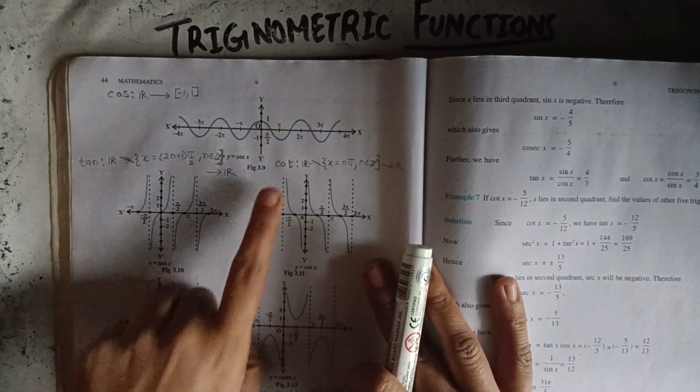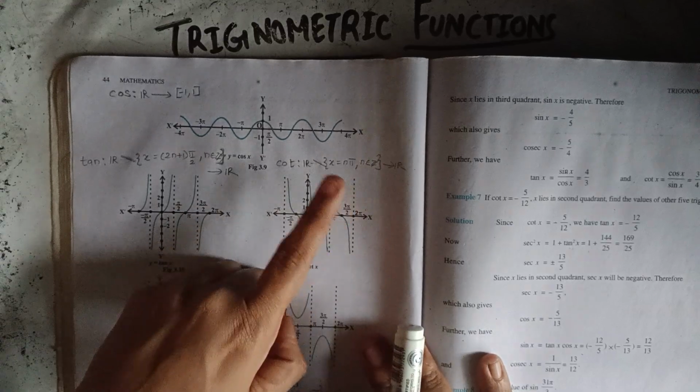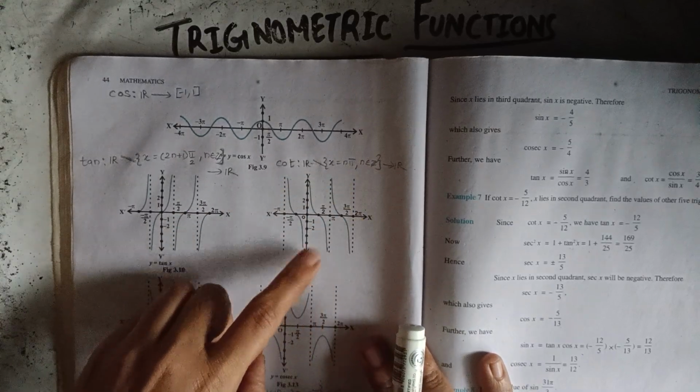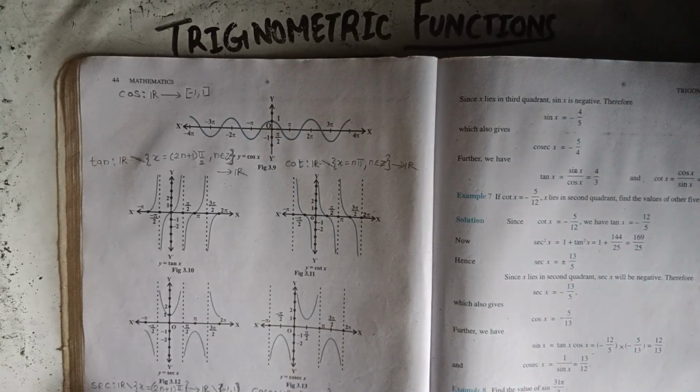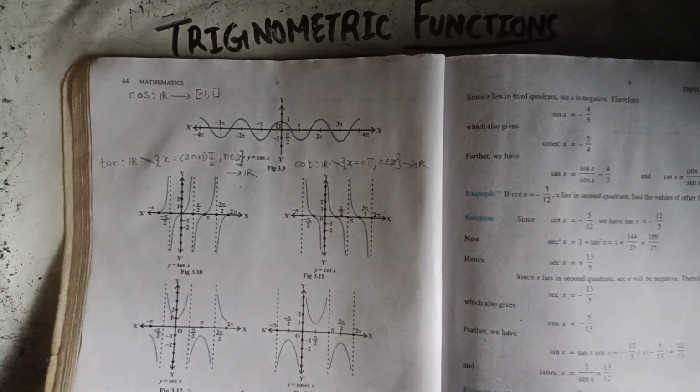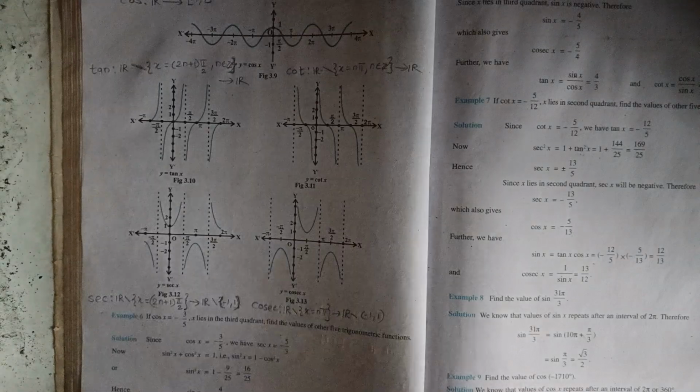Okay. Then for cot also we are removing the multiples of pi, because the value goes to infinity. Same way it is for sec and cosec. So you have to see which values are going to infinity, those you have to remove.